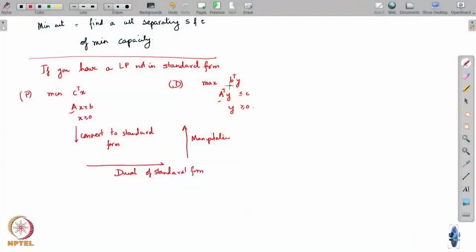Yes, this is the same A as this A, the B is the same as this B, C is the same as this C. Yes, it is possible that some variables will get dropped. You can bring it down to this form. So this is also another sort of subtle point.